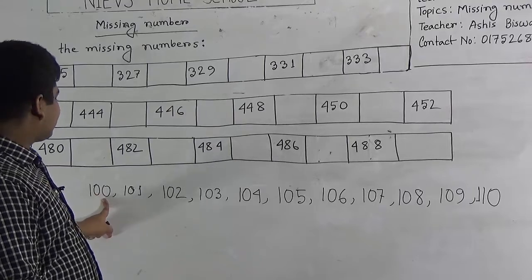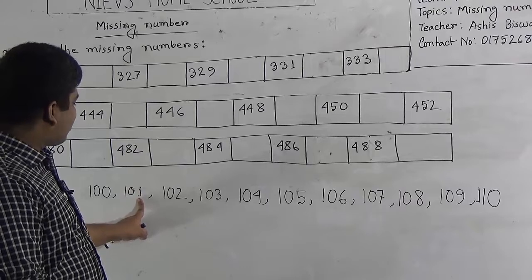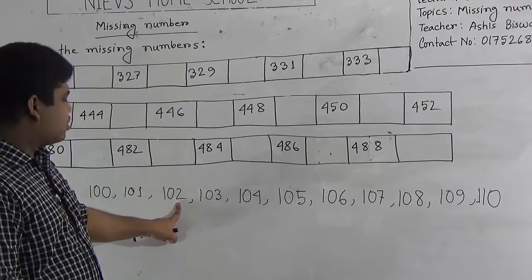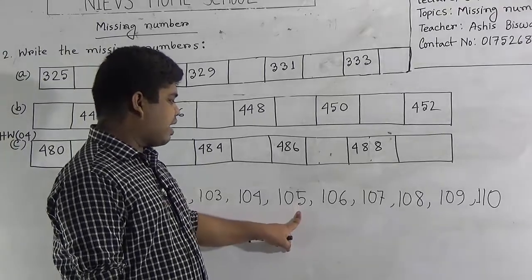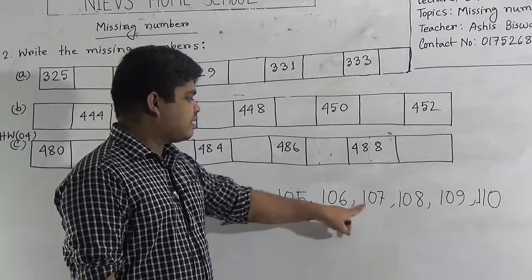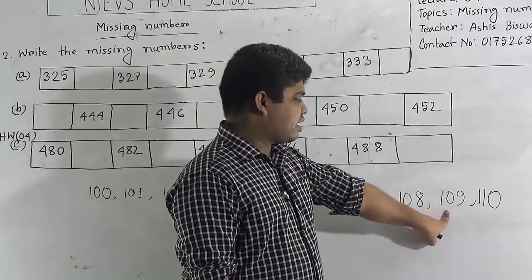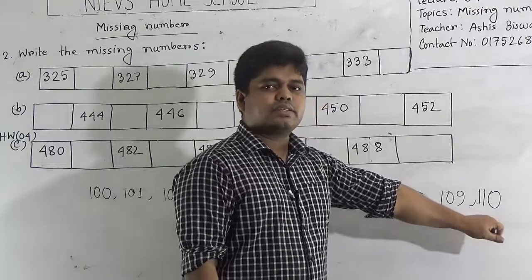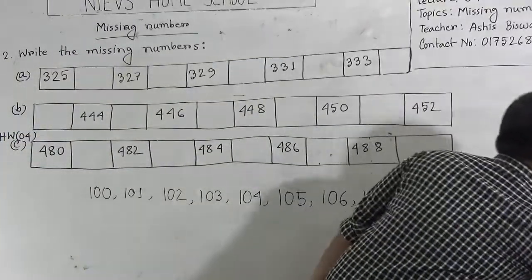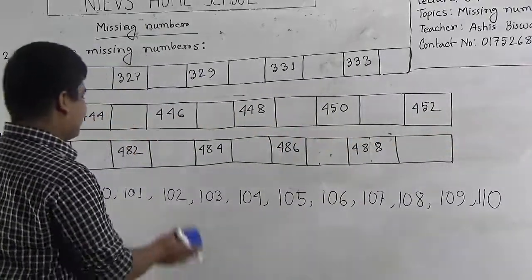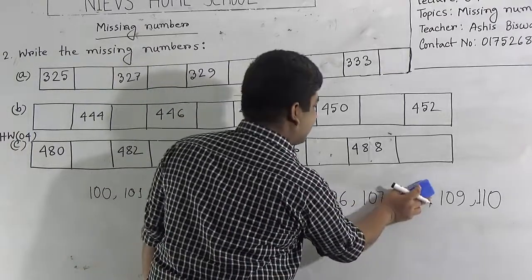So, the next number of 100 is 101 and the next number of 101 is 102, then 103, then 104, then 105, then 106, then 107, then 108, then 109 and finally 110. My dear students, now I erase some numbers from this, just like I erase 102, 105, 108.